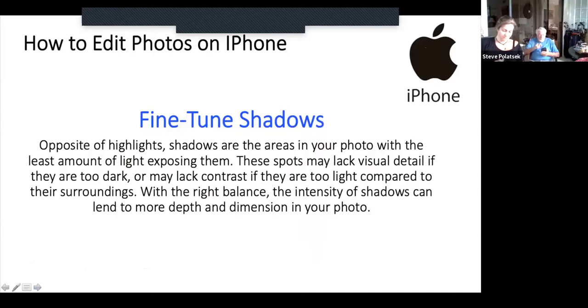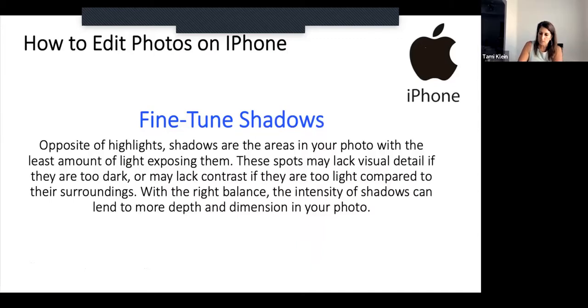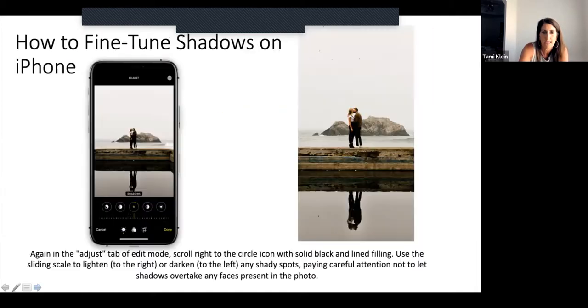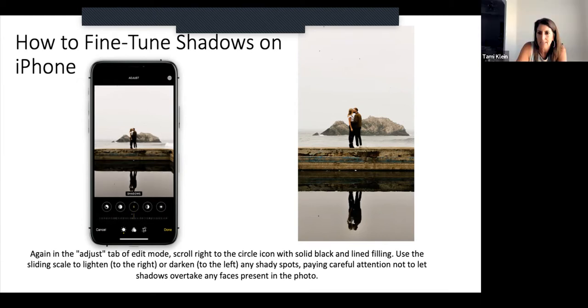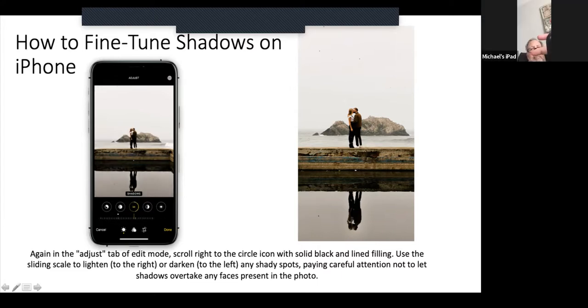There's also one called Shadows. Shadows is another important one, and that's balancing the intensity to lend more depth and dimension to your photo. You'll see shadows when you scroll across. That's the circle icon with the solid black and line filling. Everybody have that one?